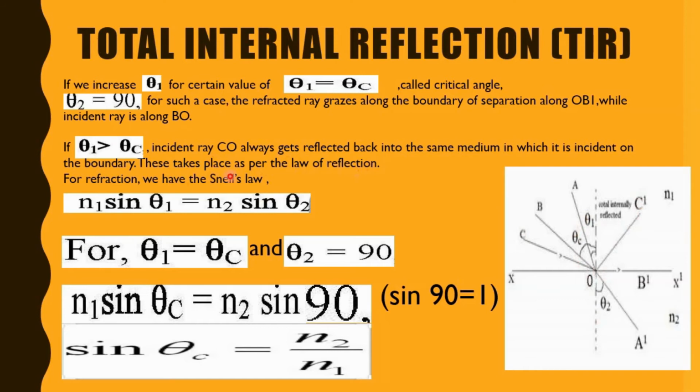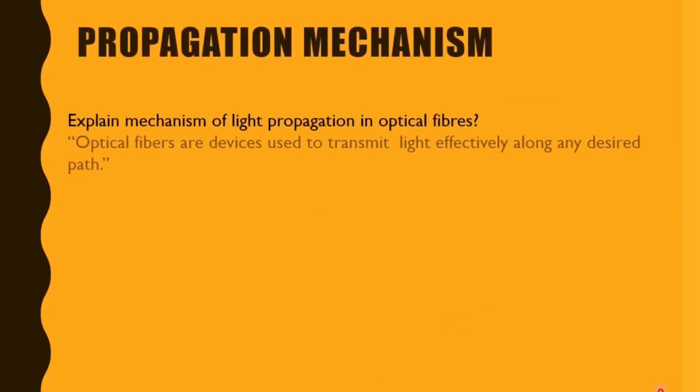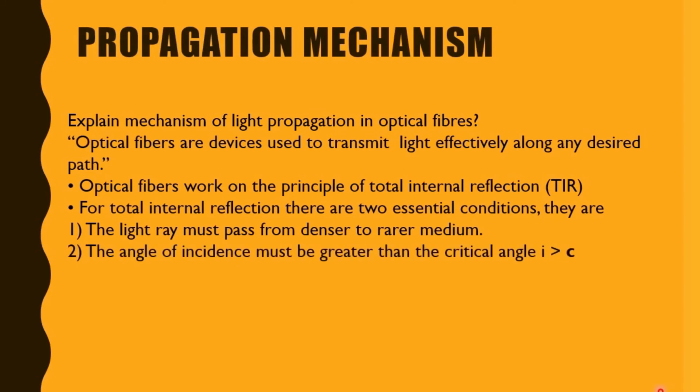So for refraction we have Snell's law, that is n1 sin theta 1 is equal to n2 sin theta 2. So when theta 1 is equal to theta c, theta 2 is equal to 90 degrees. So n1 sin theta c, if we change theta 1 to theta c and theta 2 to 90 degrees, and we know that sin 90 degrees is equal to 1. So we get that sin theta c is equal to n2 by n1.